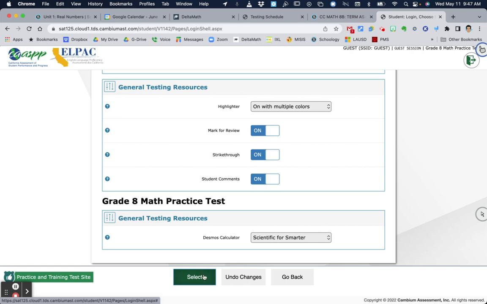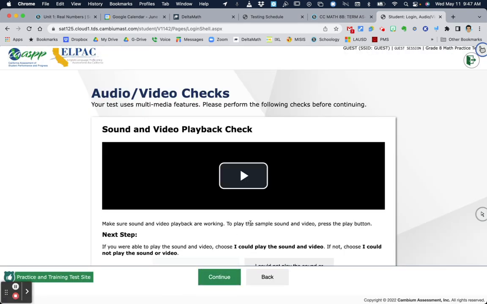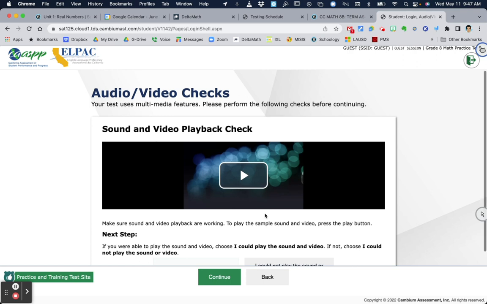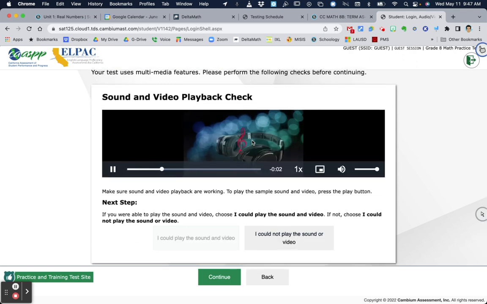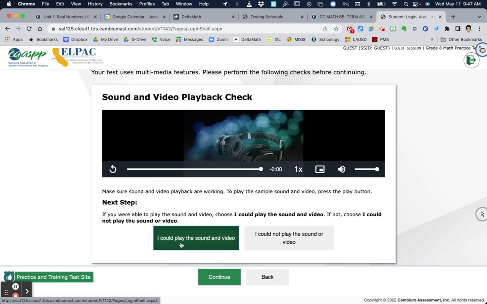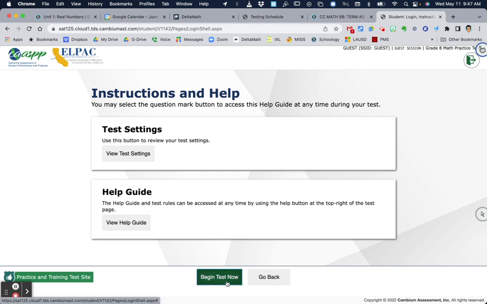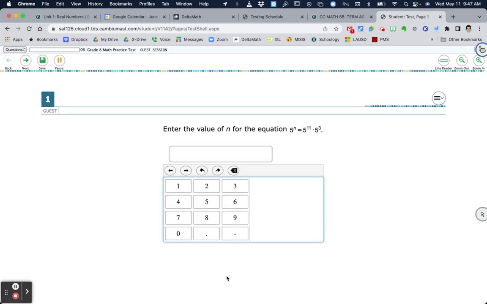Just press select at the bottom. And then we're at this where it does the audio check. So let it play and do the audio check so that you could play the sound and video. And basically, I wanted to get here to begin test now. Okay. So just get to begin test now. And we'll do like 8 questions together, okay? Which this is the first one.